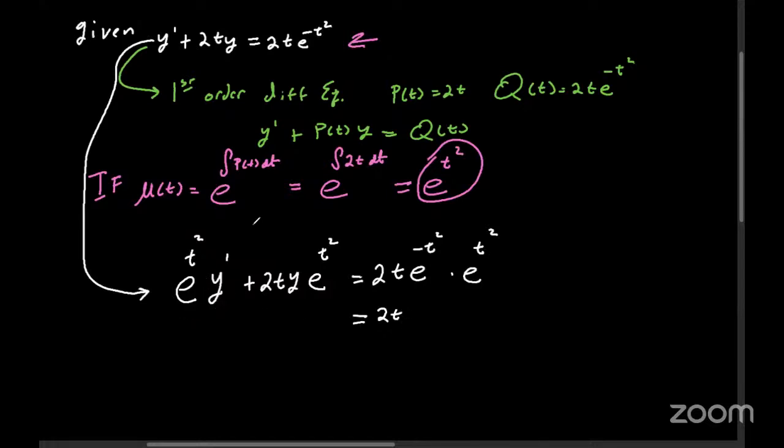And then over here, let's notice what's going on on the left-hand side. On the left-hand side, you have e to the t squared y prime, then 2t y e to the t squared. So if you look at this, you see, well, look at that. That's the product rule.